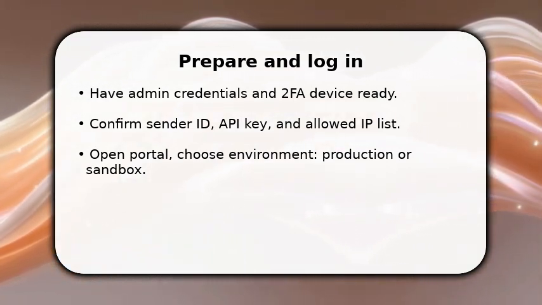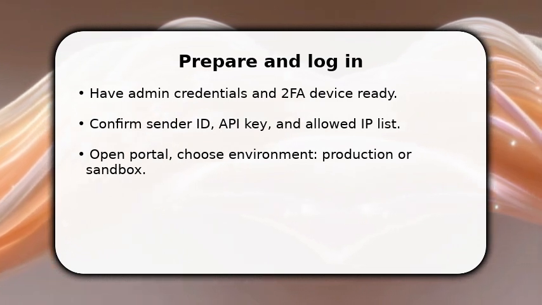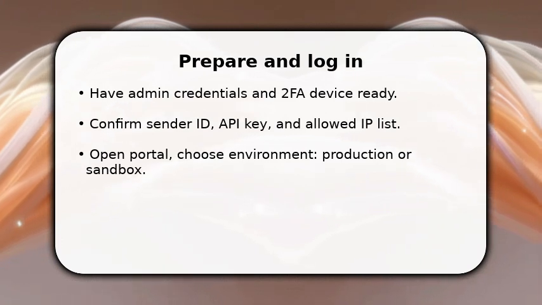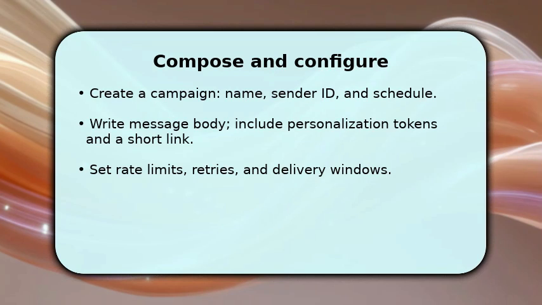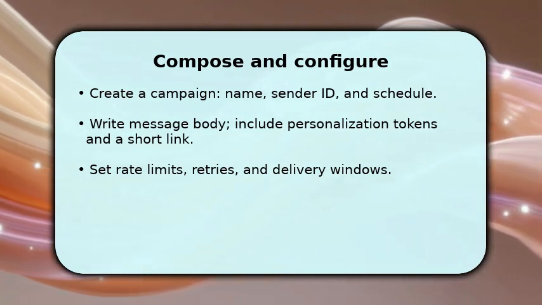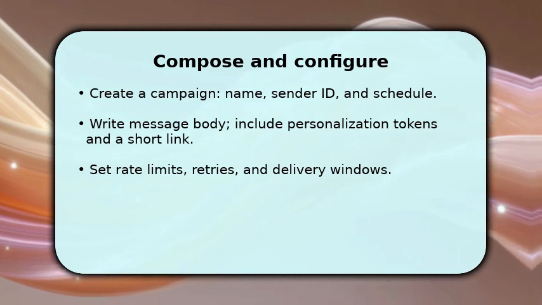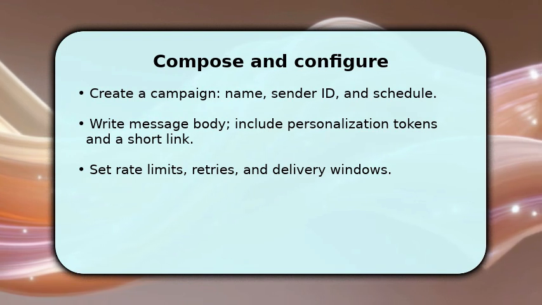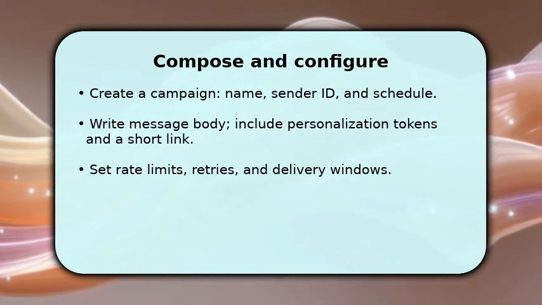Make sure allowed IPs are set, and then proceed to the dashboard to begin composing your first campaign, because that's where sending workflows live. Now you build the message and delivery rules. Start a campaign, name it clearly, and pick the sender ID that affects recognition. Write a concise message with personalization tokens for names or codes. Short links reduce character count.